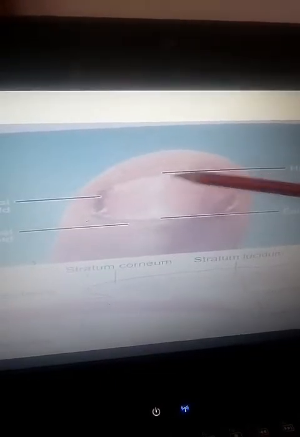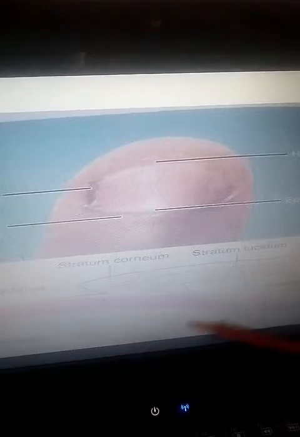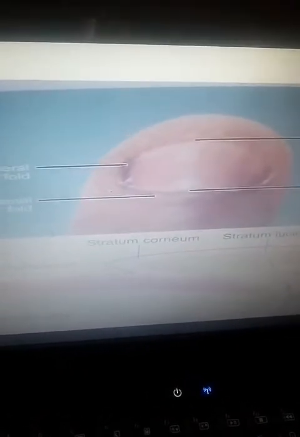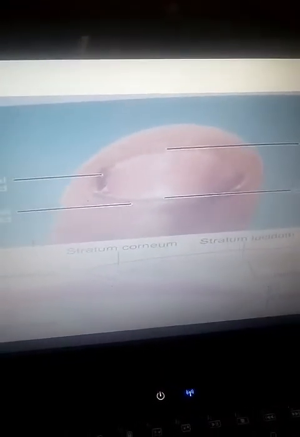First of all, we will see the nail. So the nail develops from the surface ectoderm. The ectoderm at the tip of each digit becomes thick at the 10th week of intrauterine life and forms the primary nail field. So at the tip of each digit during development, we have the 5 digits, and at the tip of each digit the ectoderm becomes thick, and that thickening is known as the primary nail field.